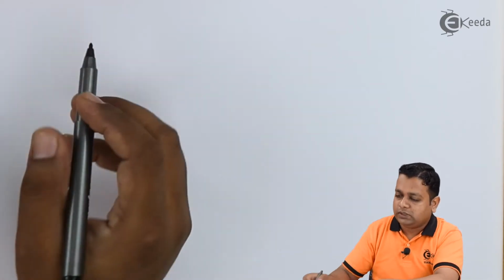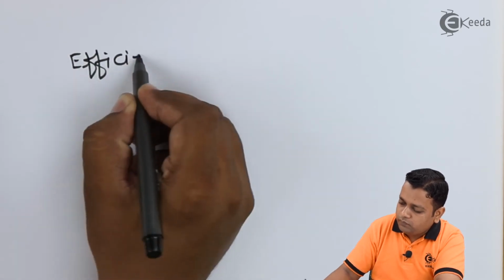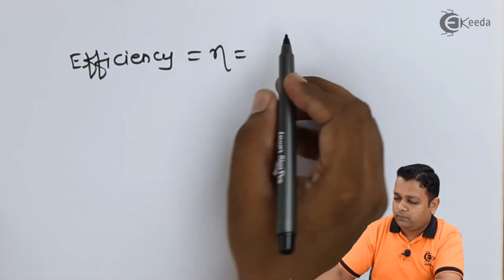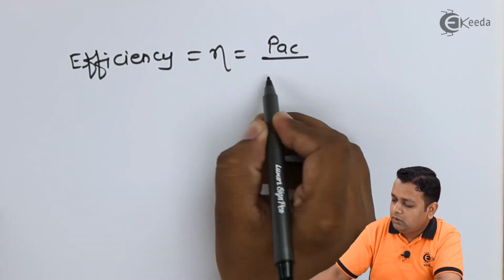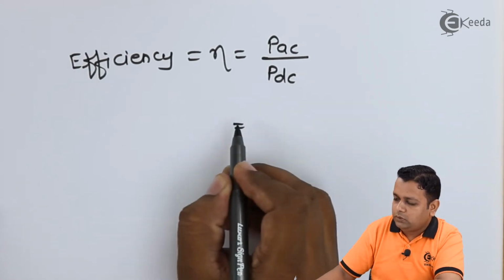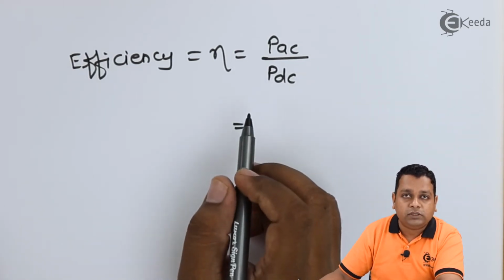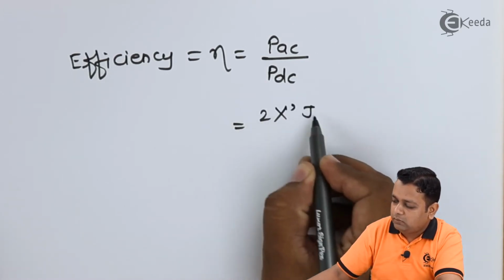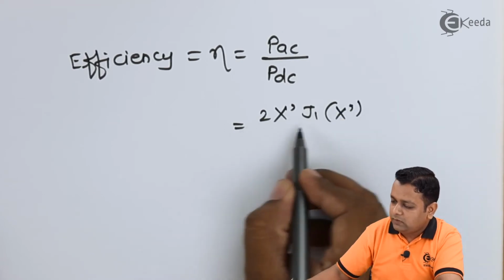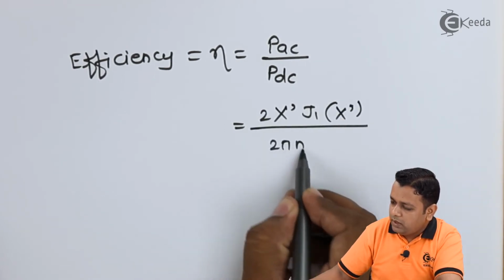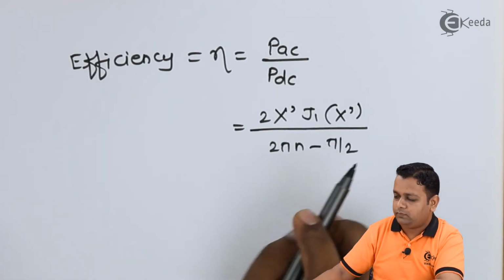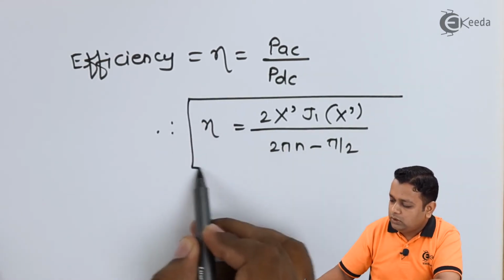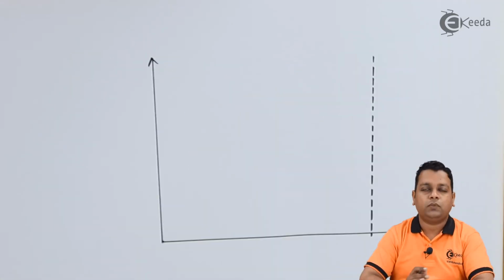So we represent efficiency. It can also be denoted by the letter eta here, and it will be the ratio of PAC to PDC. So by the next step, in terms of the bunching parameter, the Bessel's function, we can express it as twice x dash in multiplication to J1 of x dash divided by 2 pi n minus pi by 2 here. So eta is equal to, this equation is also important and we can outline this.